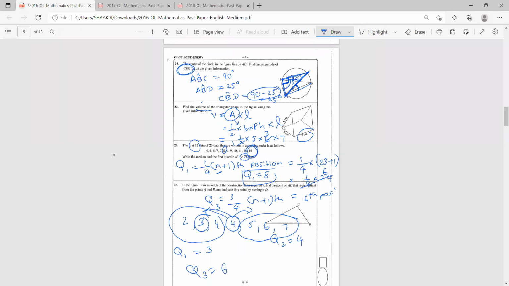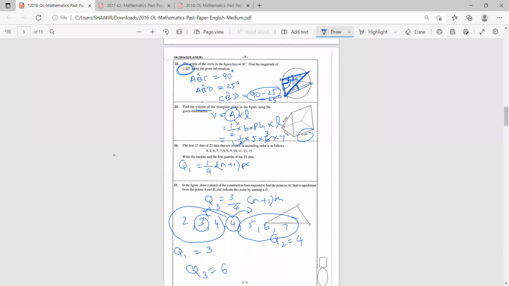Okay. So 24th question I'll explain it again. What are they saying? They are saying there are 23 data. In that 23 data, they have given only 12 data. So they are saying to find the first quartile and the median. Median means second quartile. To find the first quartile, we have a formula as Q1 is equal to 1 over 4 into n plus 1 position.